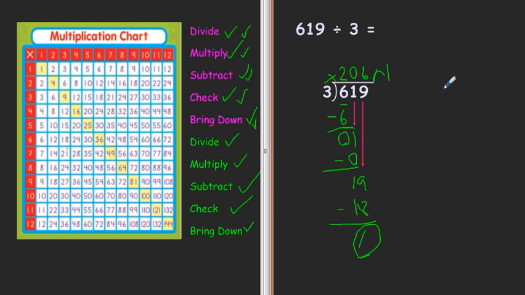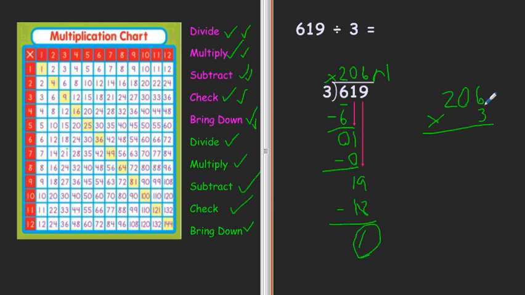So now are we finished? No, we still have to check. Now I'm going to hold off on this remainder. It's not part of my whole number here, or the quotient. So I'm going to start with 206. I can't multiply that remainder, so I'm going to just leave it to the side for a second.